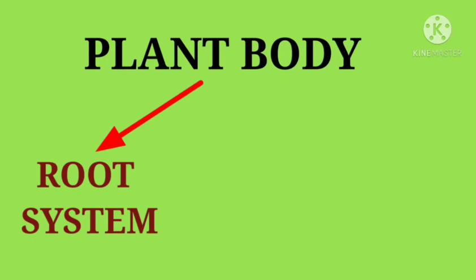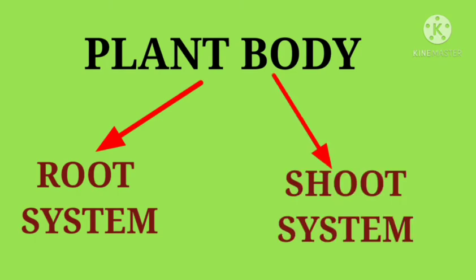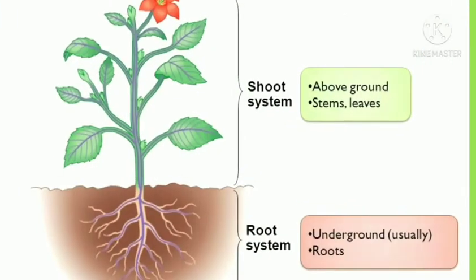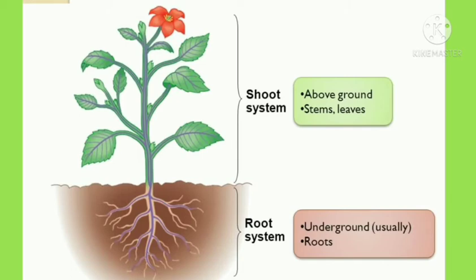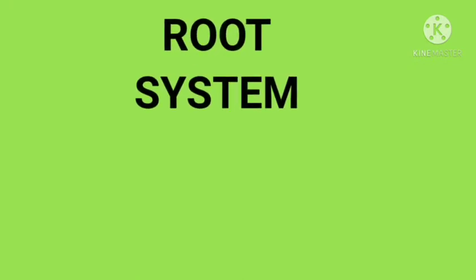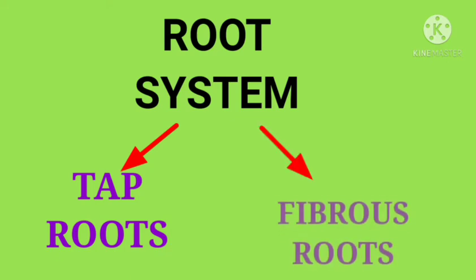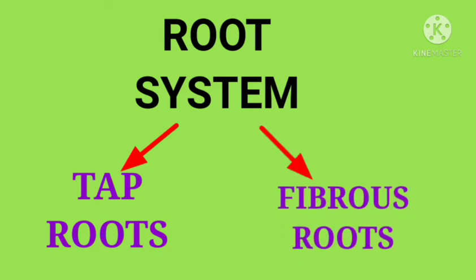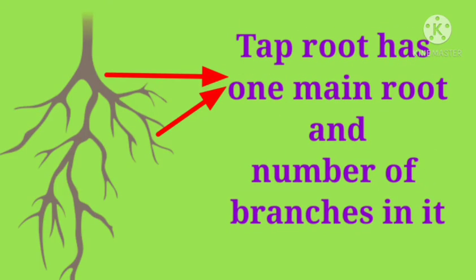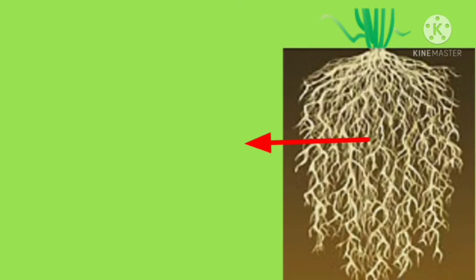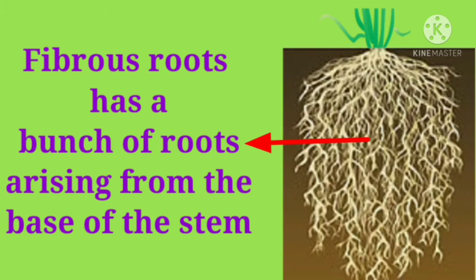The plant body consists of first the root system and second the shoot system. The root system grows under the soil while the shoot system grows above the soil. The root system. There are two kinds of roots. First, tap roots and second, fibrous roots. Tap roots has one main root and number of branches in it, while the fibrous roots has a bunch of roots arising from the base of the stem.